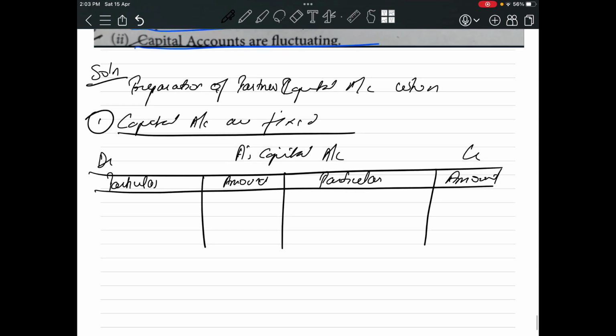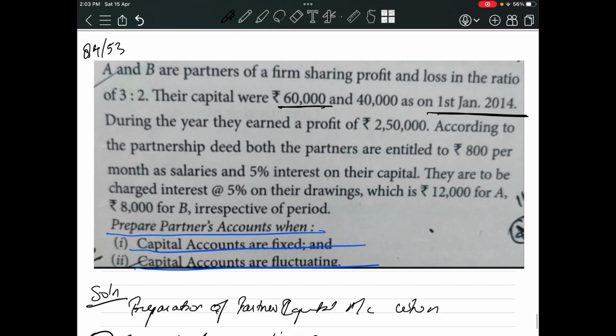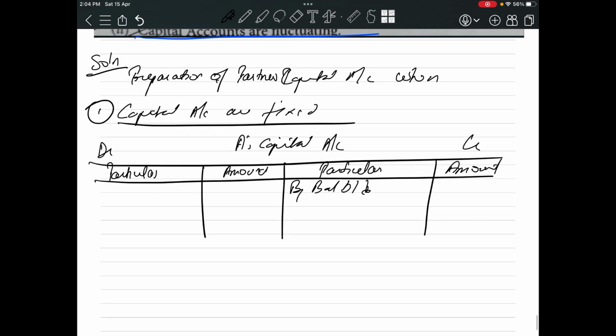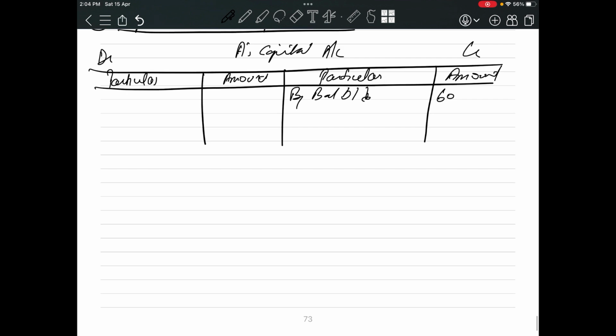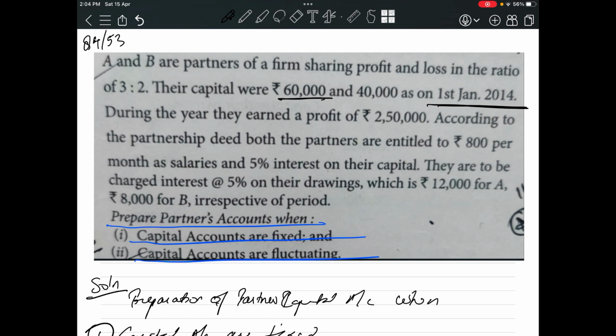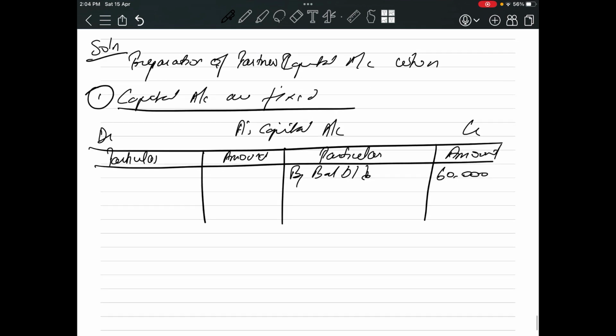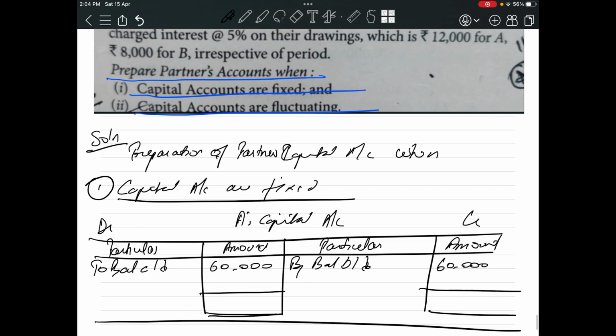Now we will have here, by balance b/d. What is the amount? For A, it is 60,000. Will a fixed capital account have any other thing? No. So this will be the to balance c/d, 60,000.